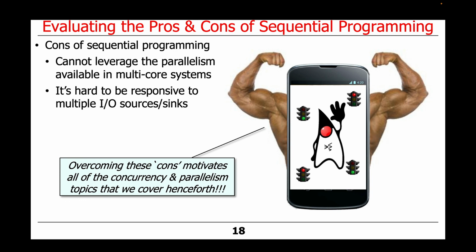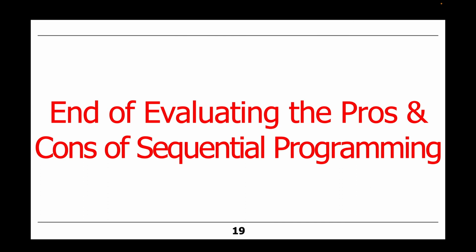Needless to say, overcoming these cons, the inability to leverage parallelism in multi-core systems and the difficulty of being responsive to multiple I/O sources and sinks, is what motivates the concurrency and parallelism topics that we're about to go into in much more detail. So that's the end of the overview of the pros and cons of sequential programming.